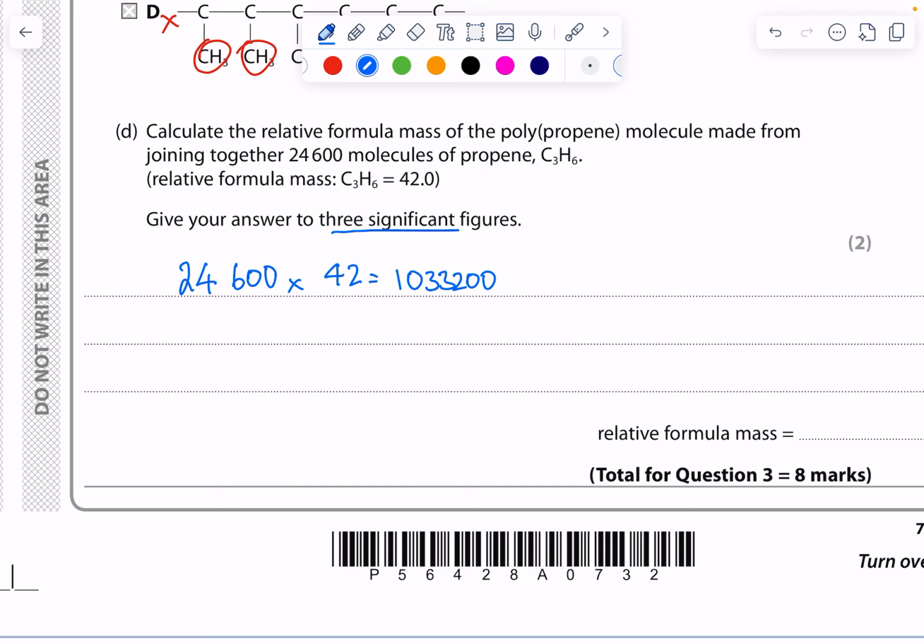Be careful because it wants an answer to three significant figures. So what I'm going to do here is go 1, 2, 3. Let's look at the fourth. The fourth one is less than 5, so that's going to become 103 and then 0000 to get the marks for this. So there's one mark for multiplying that by that and one mark for getting your answer in the right number of significant figures.